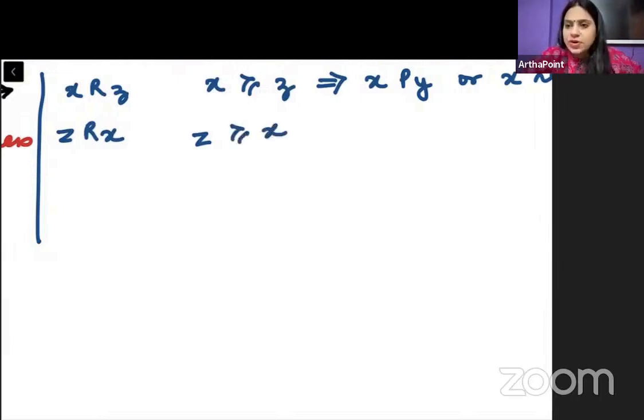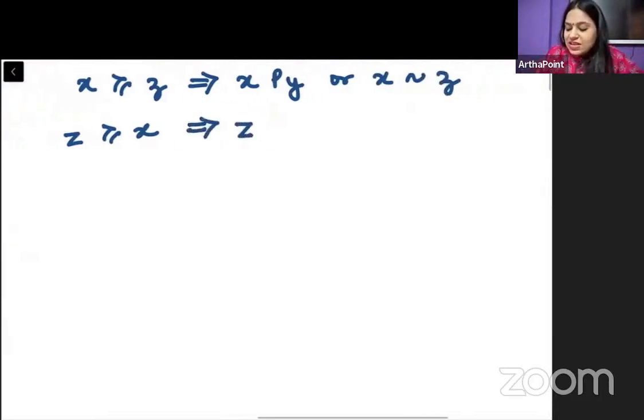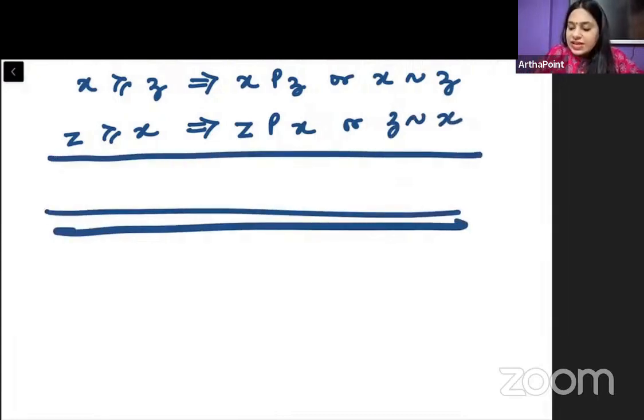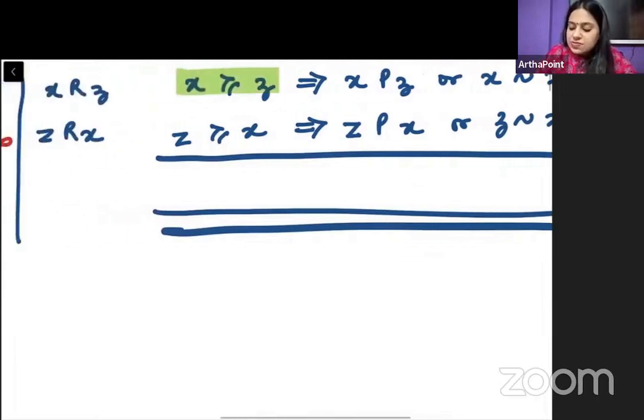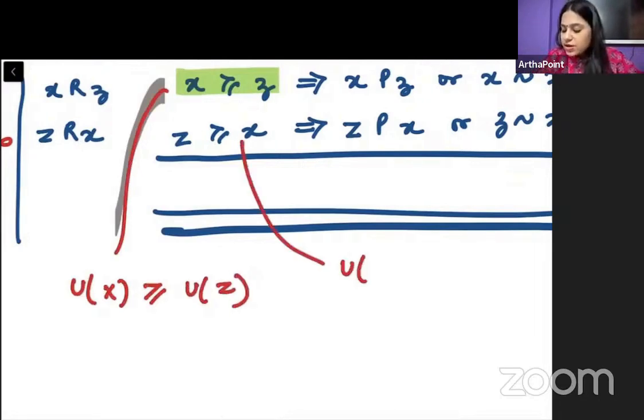So if I have ZRX, it means that Z is as good as X. Think for yourself, beta. I am saying X is as good as Z, and Z is as good as X. So if I open this up, either Z is more than X or Z is as good as X. So if I combine these two relations, this is saying utility from X is more than or equal to utility from Z, and this is saying utility from Z is more than or equal to utility from X.